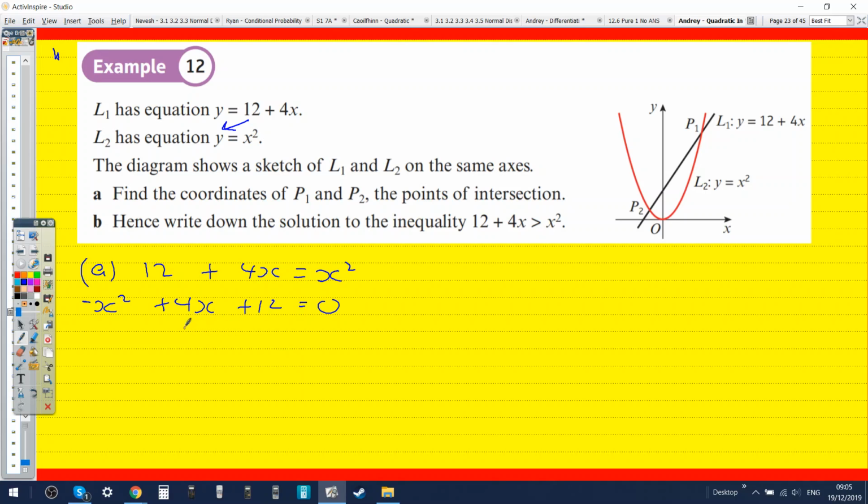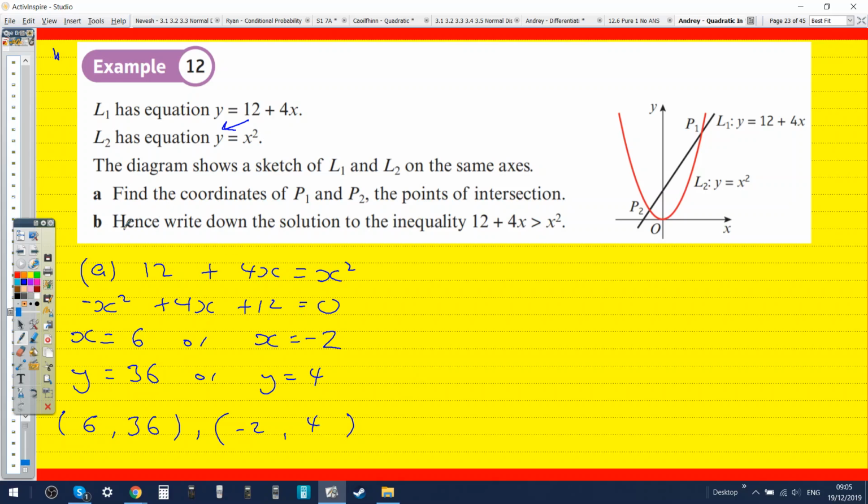Okay, so x is 6 and x is minus 2. So does that just mean I need to sub the x's into x squared, for example? Yep, and that'll be 36 and 4. So y is 36, and y is 4. And so what are the coordinates? The coordinates will be 6, 36, and minus 2, 4.